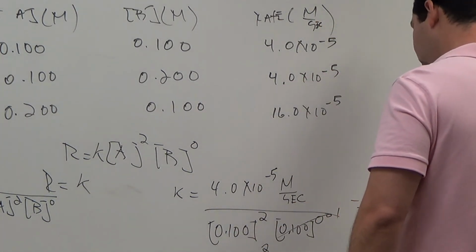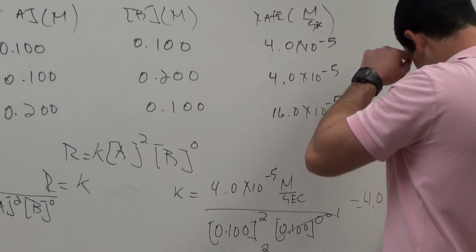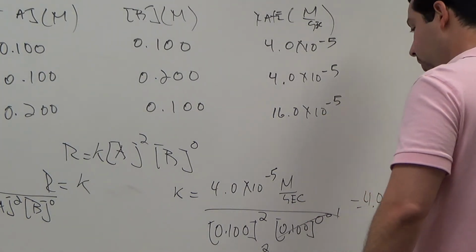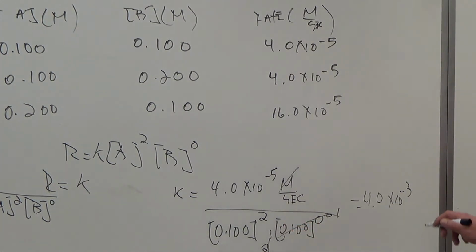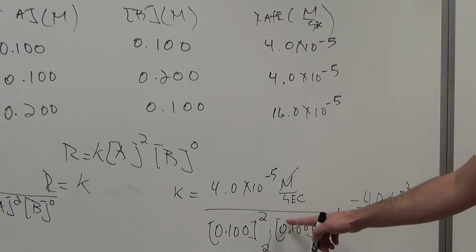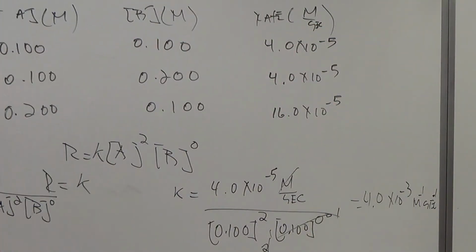So 4.0 times 10 to the minus what? Third. To the minus 3. Yeah. This molarity cancels with one of these, yes? And I have molarity to the minus 1, seconds to the minus 1, yes? Because the seconds is on the bottom. Is that the unit you expect for what order? Second. That is a unit you expect for the second order, and this reaction is second order.